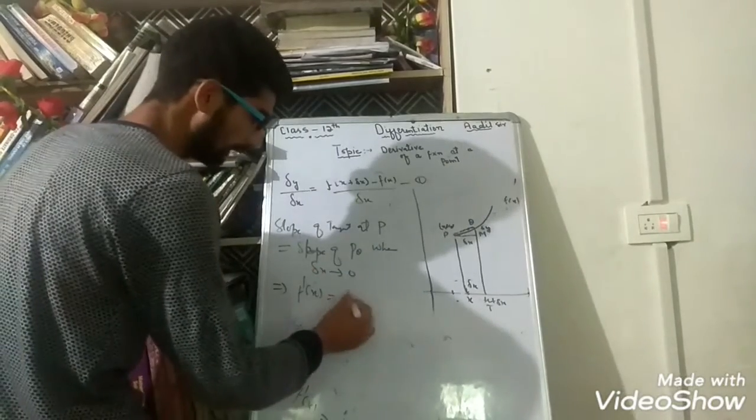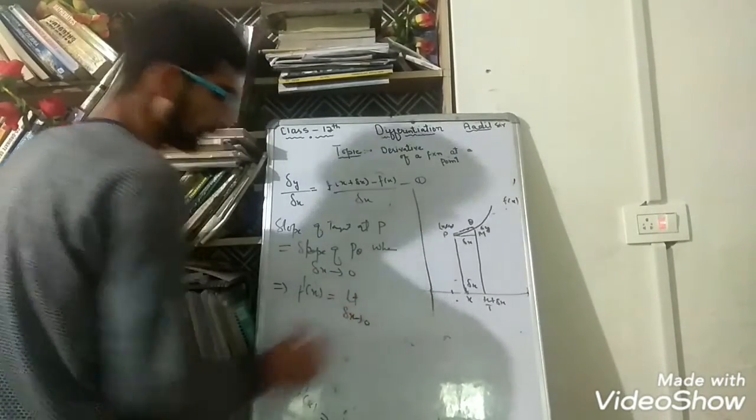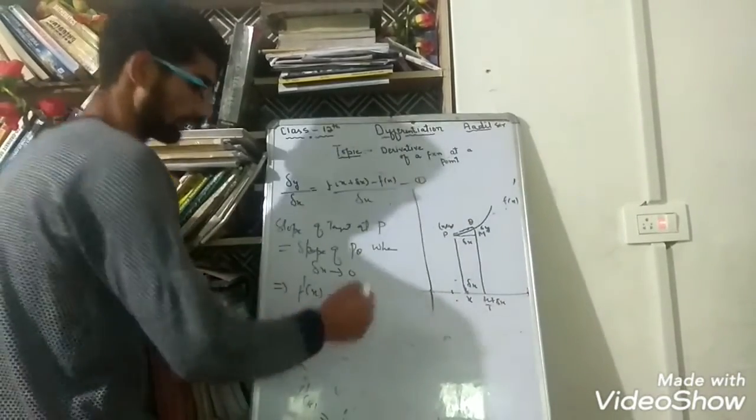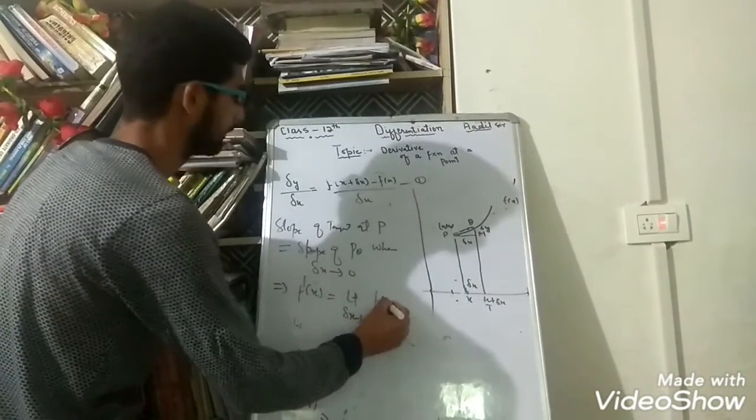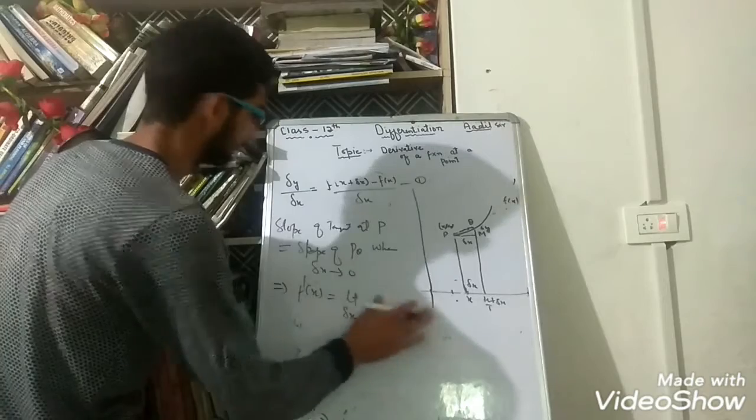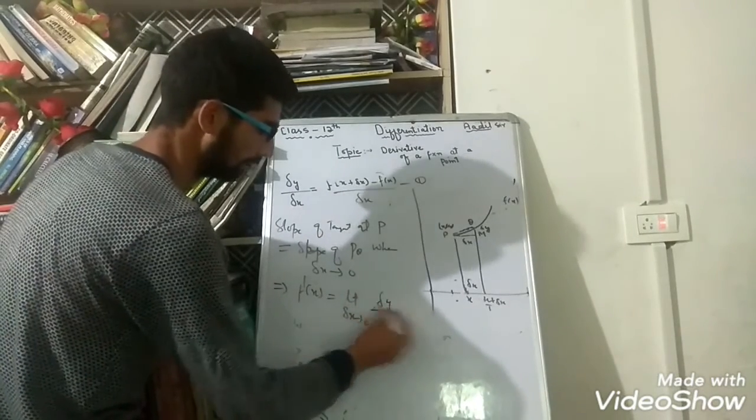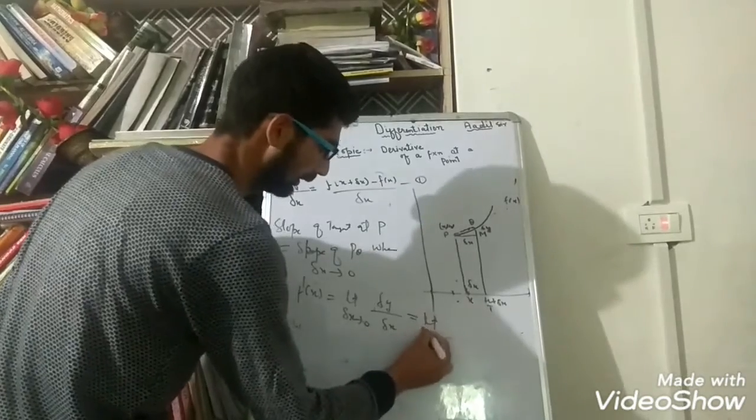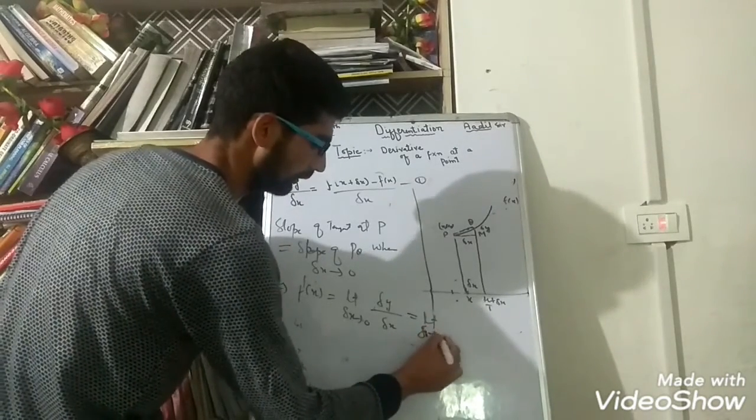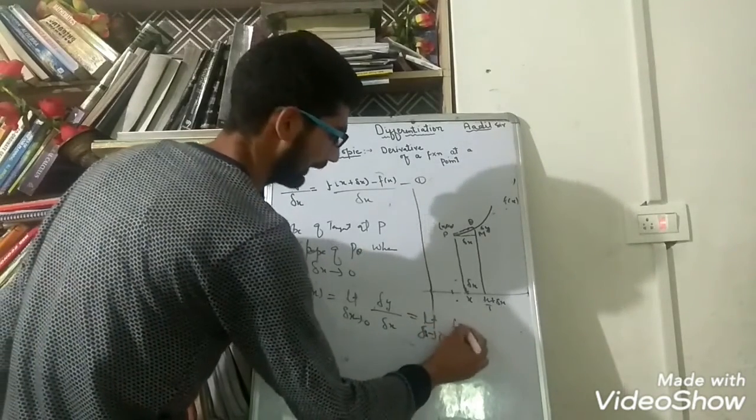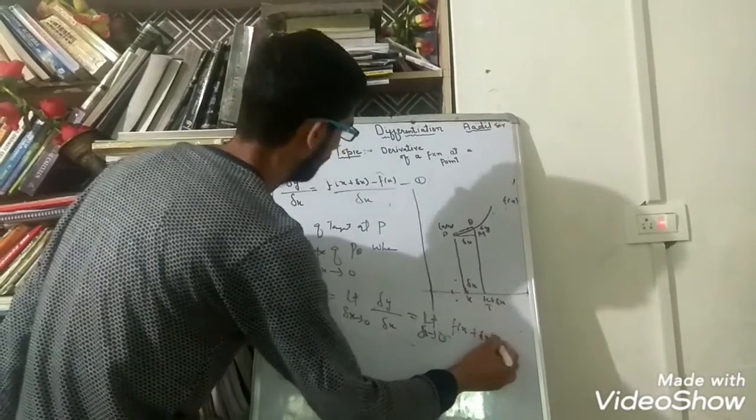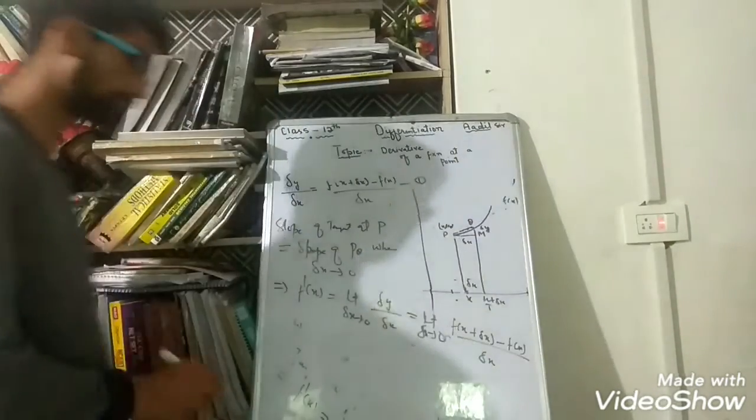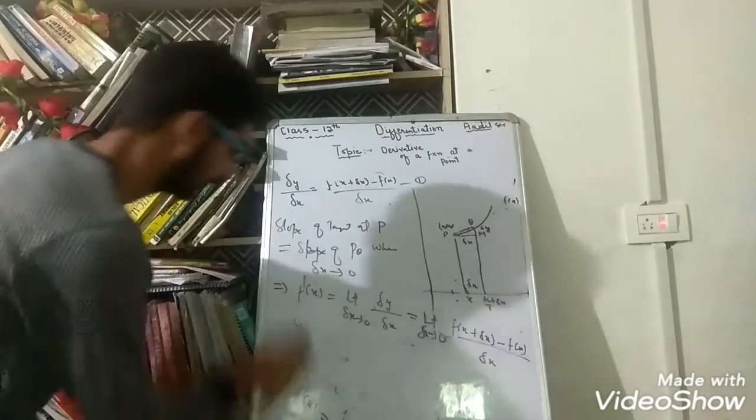So that means when limit del x tends to 0, what was that slope of PQ? That was this del y divided by del x, and it is equal to limit del x tends to 0, f of x plus del x minus f of x divided by del x. This is our f dash of x now, up to here.